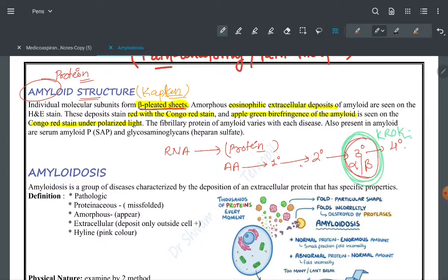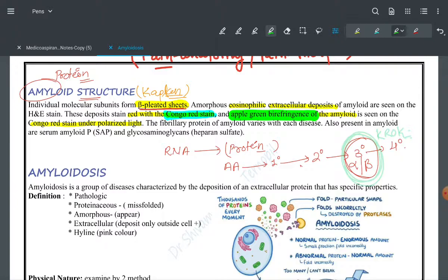Okay. Now, how can you use this definition while going through questions? Whenever you see Congo red in the question, just close your eyes and go for amyloid. It is going to be the correct answer. Now if you see apple green birefringence, it is also going to be amyloid. Every time whenever you see these words, these are the key words, and these will be the answer.